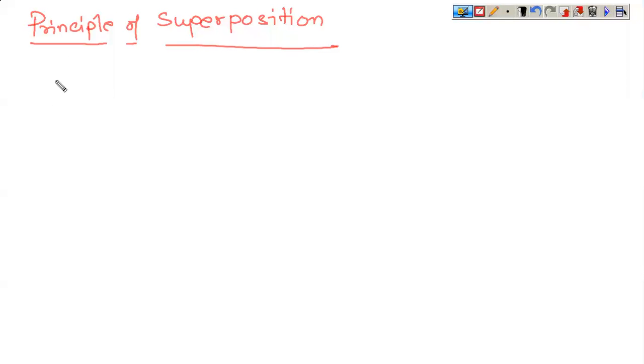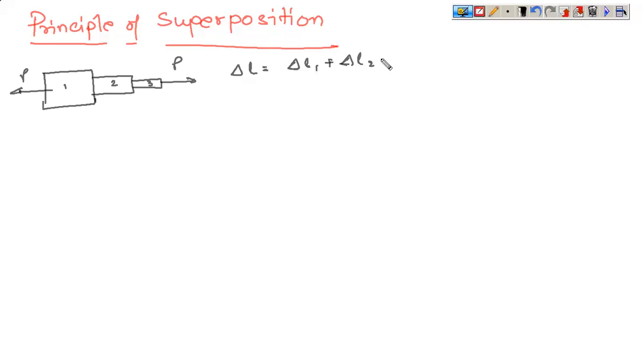So we'll be starting with the principle of superposition now. What we had done in the previous class was, you had this member, let us say this is a member which was joined in series, and it was subjected to a certain load. Let us say this is 1, this is 2, this is 3. Then the total change in length delta L is given by delta L of 1 plus delta L of 2 plus delta L of 3.